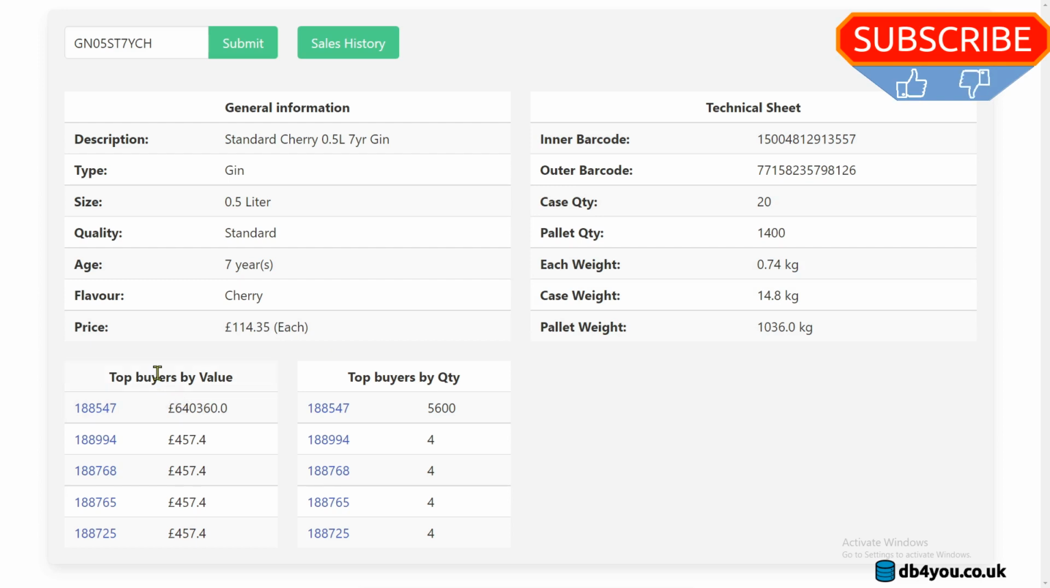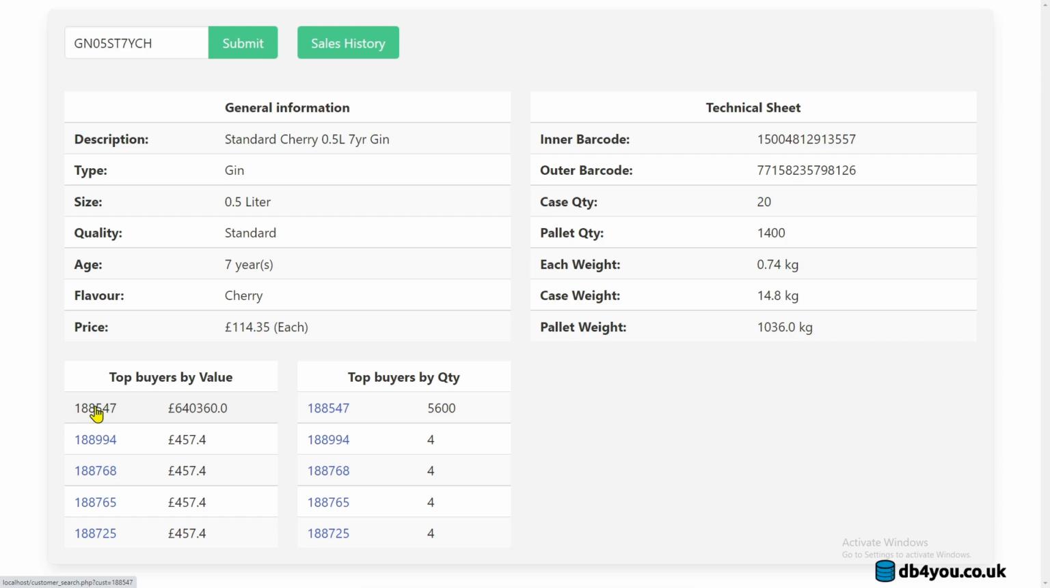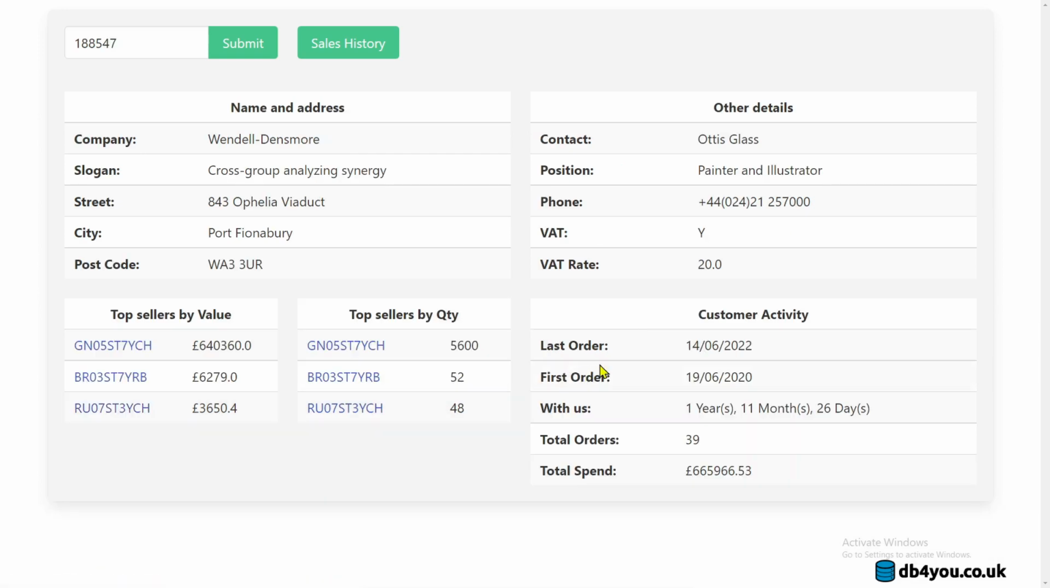I've also included the top buyers by value, and this is a customer, obviously. Well, not obviously, but now. And this is a top buyers by quantity. As you can tell, there is one buyer that bought over £500,000 worth of the product. So I'm just gonna go into that particular customer and see what's up.